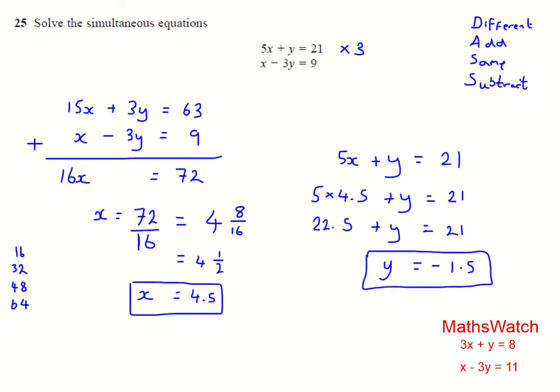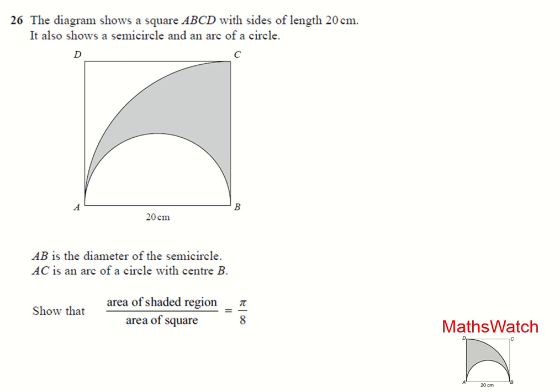Question 26. The diagram shows a square ABCD with sides of length 20 centimeters. It also shows a semicircle and an arc of a circle. AB is the diameter of the semicircle. So this line here, AB, is the diameter of this semicircle, which means you can imagine there being a full circle with a diameter of 20 to give that semicircle.